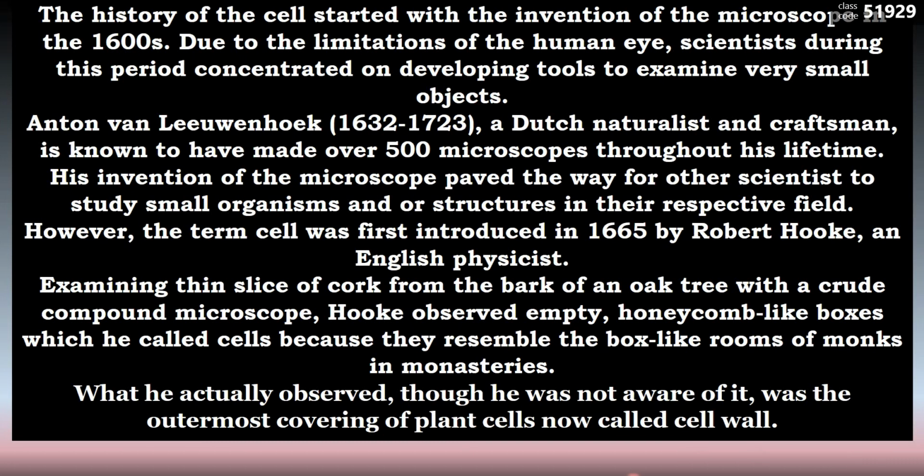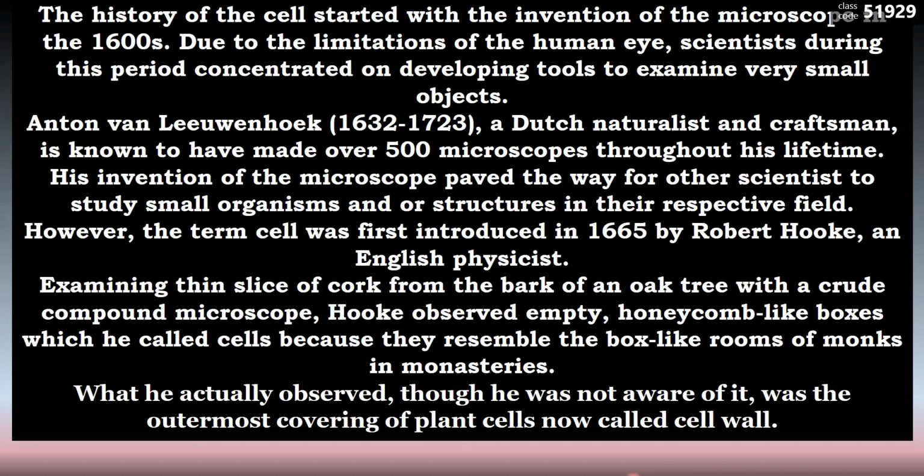The history of the cell started with the invention of the microscope in the 1600s. Due to the limitations of the human eye, scientists during this period concentrated on developing tools to examine very small objects. Anton van Leeuwenhoek, 1632 to 1723, a Dutch naturalist and craftsman, is known to have made over 500 microscopes throughout his lifetime. His invention of the microscope paved the way for other scientists to study small organisms and structures in their respective fields.